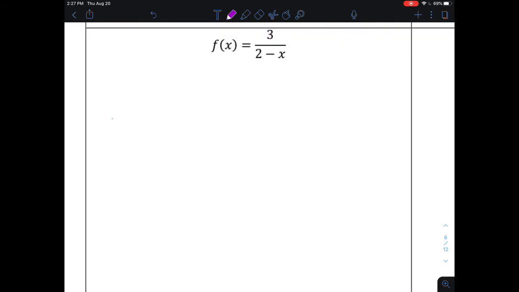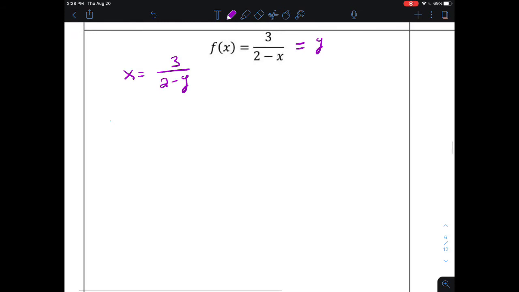All right, now let's look at a rational function. Let's try to find its inverse. So I'm going to set it equal to y. Go through the first step of making my y's x's and my x's y's and rewriting. So we'd have x is equal to 3 over 2 minus y. And then I want to try to get this thing to be y equals. Well, in order to do that, I'm going to have to get y out of the denominator.